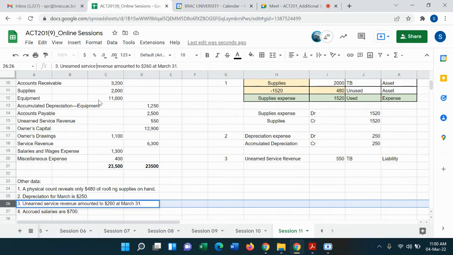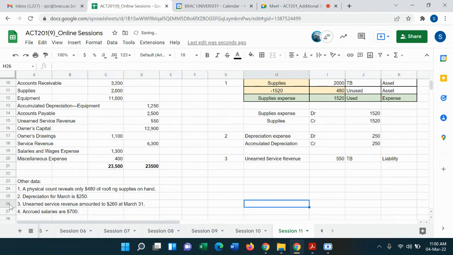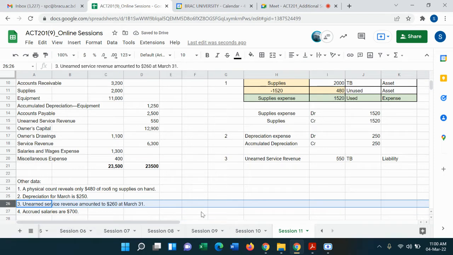No, sir. This is the balance. Exactly, this is the balance. It can be said like that. Unearned service revenue remains 260. Same thing. The balance of unearned service revenue on March 31st is 260. They can use different language to explain the situation, so we have to understand their language as well. So as your friend says, the balance of unearned service revenue is $260 at March 31.